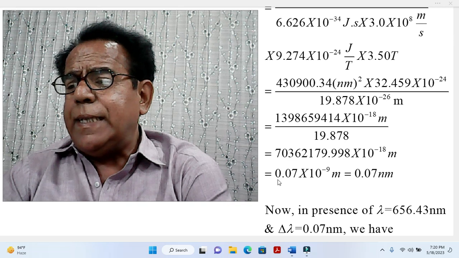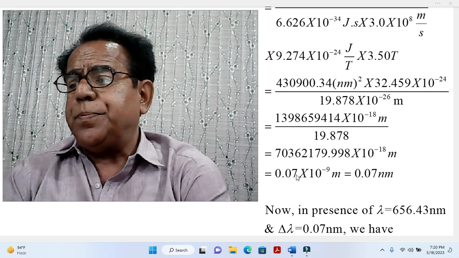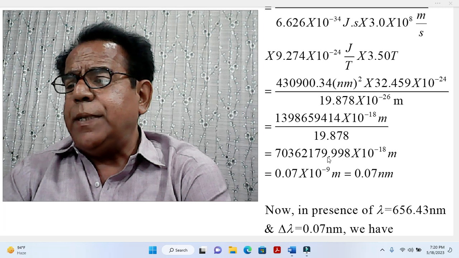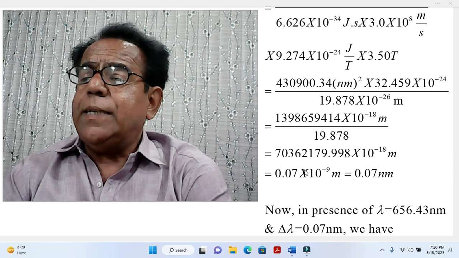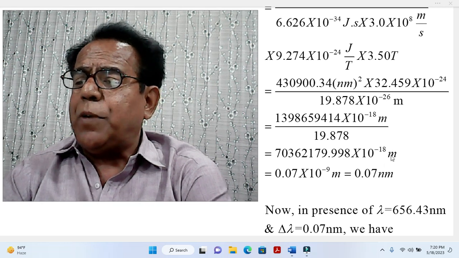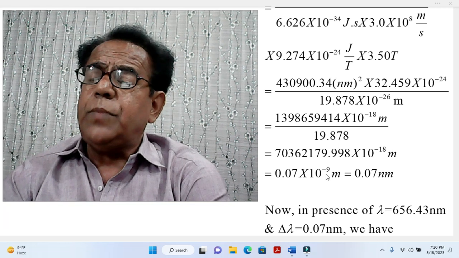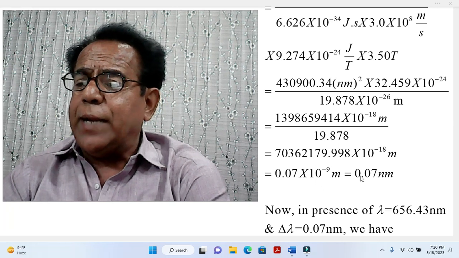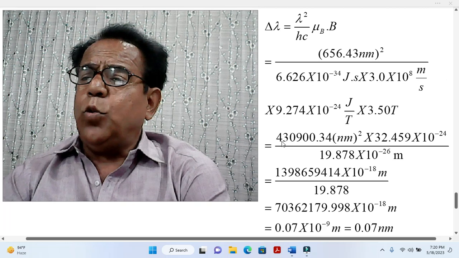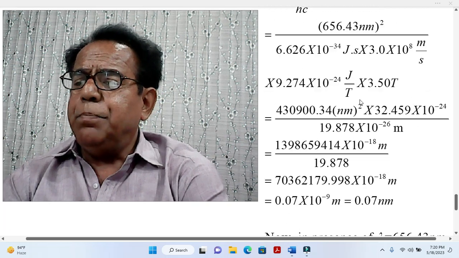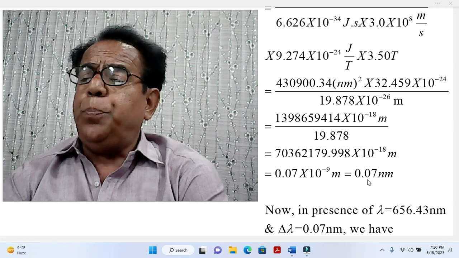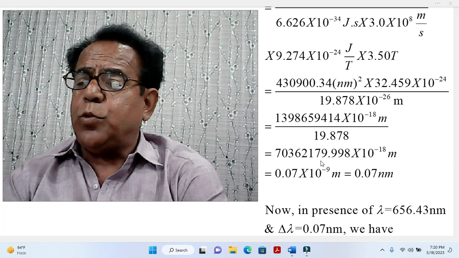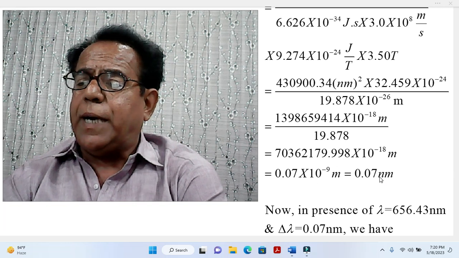rather we have written it in this form, 0.07. Then it will be written as 10 to power plus 9, and this is 10 to power minus 18. So net result will be 10 to power minus 9. Okay, and we know that 10 to power minus 9 is nano, and hence the result of this simplification becomes equal to 0.07 nanometer, because 10 to power minus 9 is equal to small n nano.